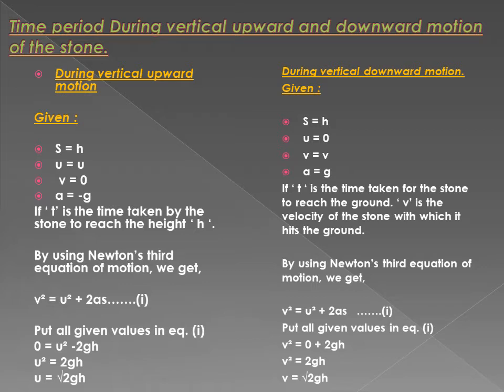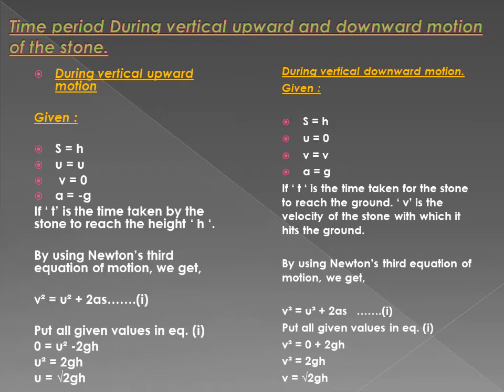If t is the time taken by the stone to reach the height h, then by using Newton's third equation of motion, we know v square is equal to u square plus twice as. After putting all given values, we get u is equal to under root of twice gh.